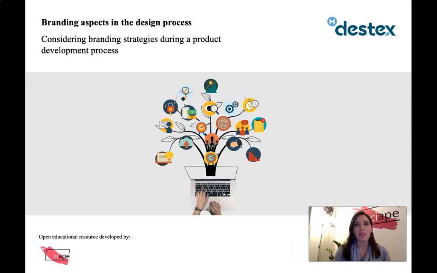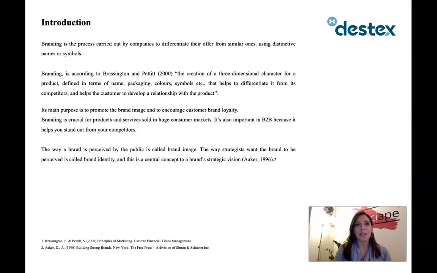Today I'm going to present you the open educational resource concerning the analysis of branding aspects in the design process. Branding is the process carried out by companies to differentiate their offer from similar ones using distinctive names or symbols. Its main purpose is to promote the brand image and to encourage customer brand loyalty.